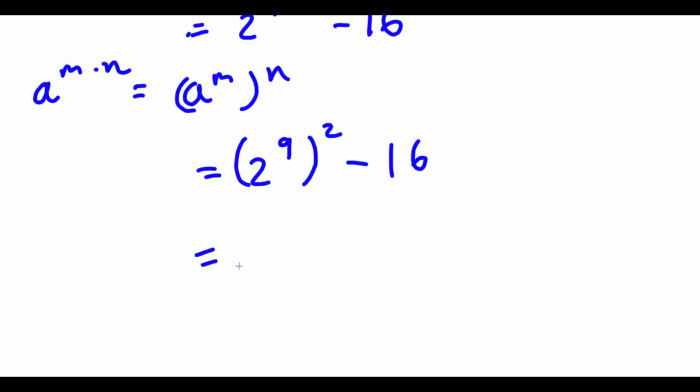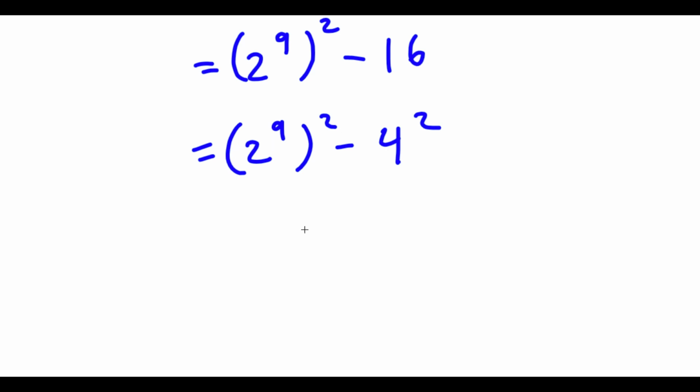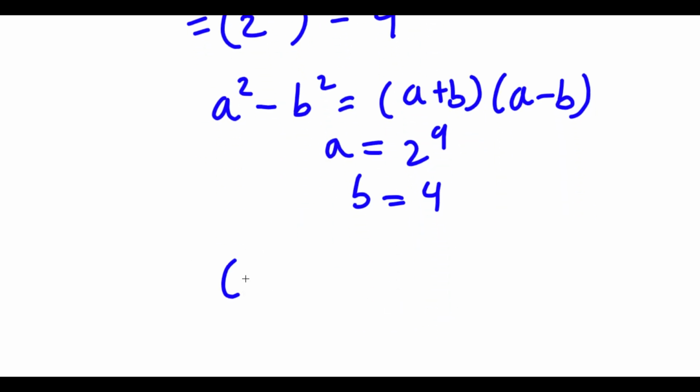Now 16 is the same thing as 4 squared. So now I have 2 to the power of 9 to the power of 2 minus 4 squared. And now, because both of these are to the power of 2, if I have something in the form a squared minus b squared, this is equal to a plus b times a minus b. So in this case, a is equal to 2 to the power of 9, and b is equal to 4. So I have 2 to the power of 9 plus 4 times 2 to the power of 9 minus 4.